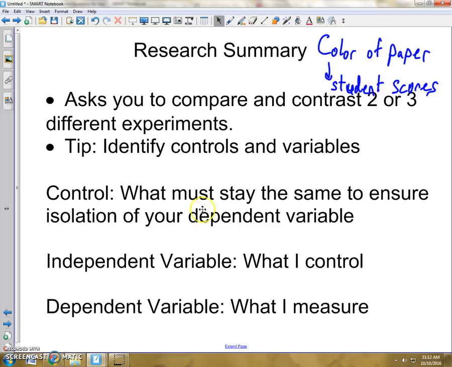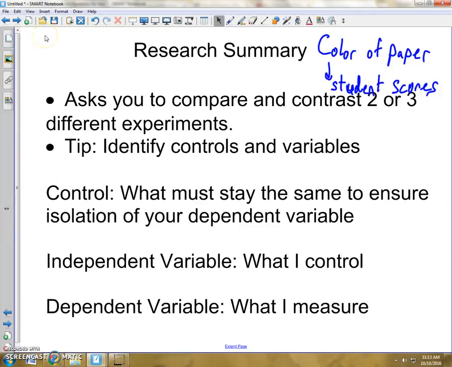variables. Now the control is what things have to stay the same. Well, think about it like this. If I gave one group of students a test that was about algebra, basic calculations and operations like addition, subtraction, multiplication, but then I gave another group a test that was about calculus, I can't really say that the color of paper affected the scores because I didn't control all the variables.